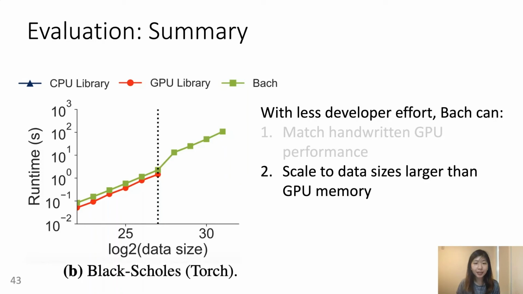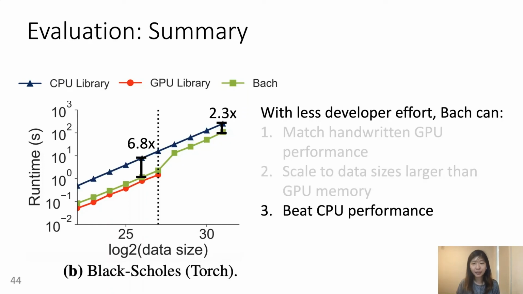The second takeaway is that without manually splitting and paging data in your code, Bach can automatically scale to data sizes beyond where the GPU library runs out of memory. In the graph, Bach extends beyond the dotted line with no additional end-user effort.